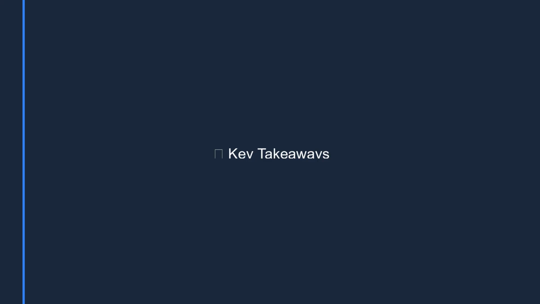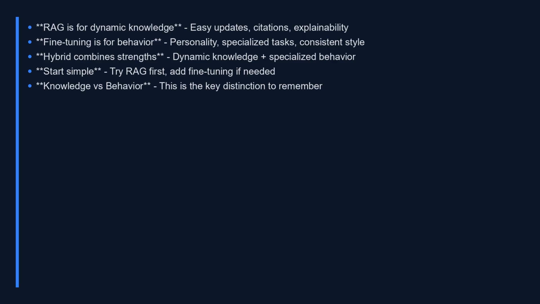Key takeaways. The single most important distinction in this entire lesson: RAG is for knowledge, fine-tuning is for behavior. RAG gives you dynamic, updatable, citable information. Fine-tuning gives you consistent personality, specialized reasoning, and reliable output formats. Hybrid systems give you both, and for production applications that need to be both current and capable, hybrid is often the right architecture from day one.